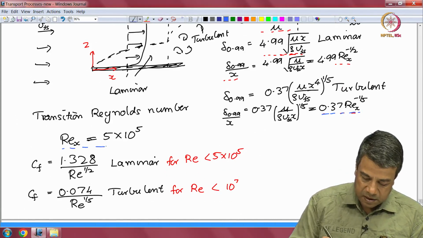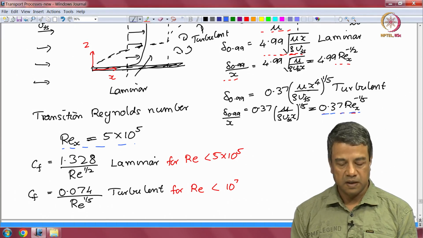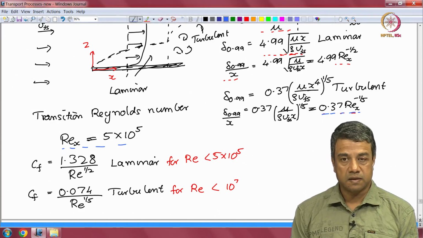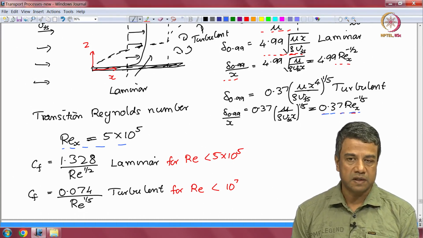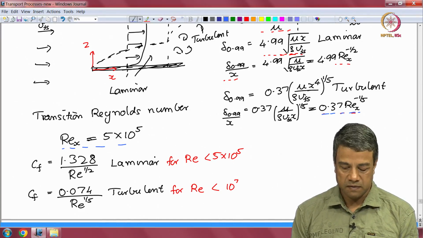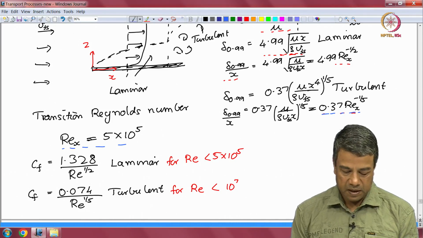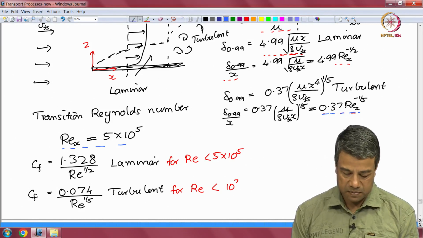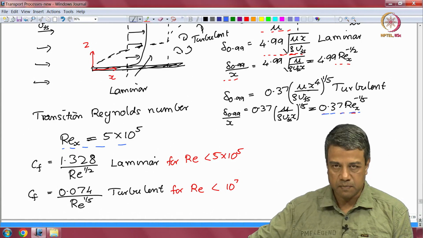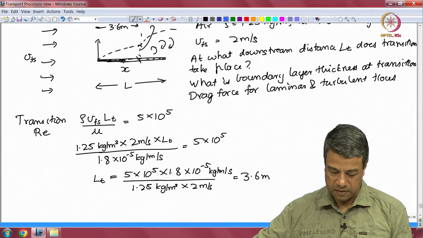Transition takes place at Rex equal to 5 into 10 power 5, at a downstream distance x where the Reynolds number based upon x, the free stream velocity, and the density and viscosity is 5 into 10 power 5. And the skin friction coefficient goes as 1 over Rex to the half when you are below transition, and it goes as 0.074 times Re power minus 1/5 when you are above transition.